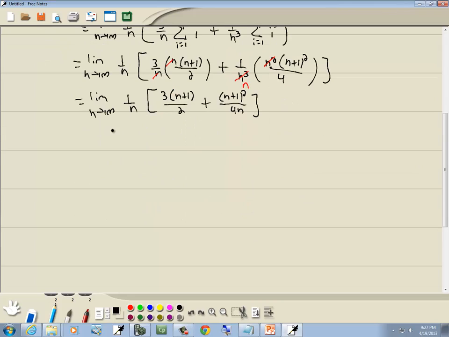Now I can multiply this 1 over n through. So I get the limit as n goes to infinity of 3n plus 3 over 2n. I multiplied the 3 through: 3 times n is 3n, 3 times 1 is 3. And then n times 2 gives us a 2n there. Plus n plus 1 times n plus 1 over n times 4n, which gives us 4n squared.